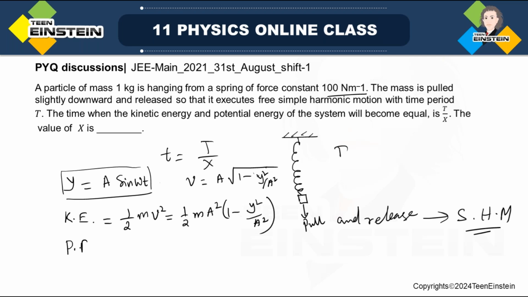What is the potential energy at this particular displacement? That will be half k y square, where y is the displacement, right? Now k is actually omega square into m. Let me write that, because we know k by m is equal to omega square for simple harmonic motion. So half m omega square y square.